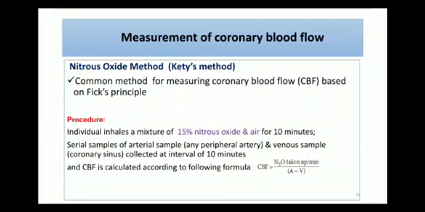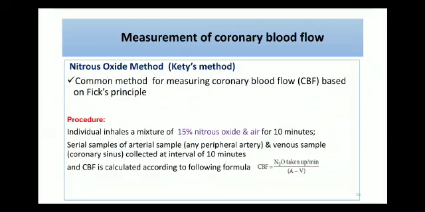Now, how to measure the coronary blood flow? That is again important. So one is the nitrous oxide method, also known as Ketty's method. We already know this because we covered it in heart rate and cardiac output, the Fick's principle. So you ask the individual to inhale a mixture of 15% nitrous oxide in air for about 10 minutes. Now this mixture of gas has gone into his system. Now you will take serial samples of blood, after every 10 minutes.